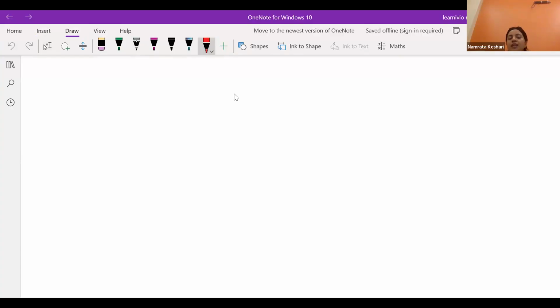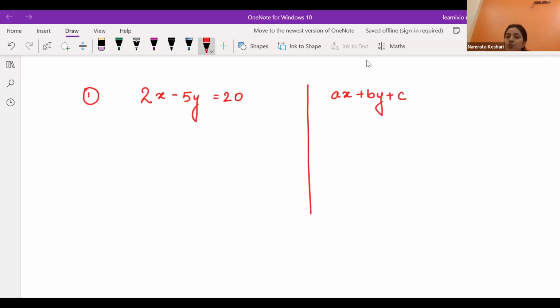So last class we were discussing that if we are having one equation, for example, our equation is 2x minus 5y is equal to 20. We were writing it in a standard form. Let me help you recall what the standard form of a linear equation in two variables was. It was ax plus by plus c is equal to 0. Now I have to write the given example in just that format.